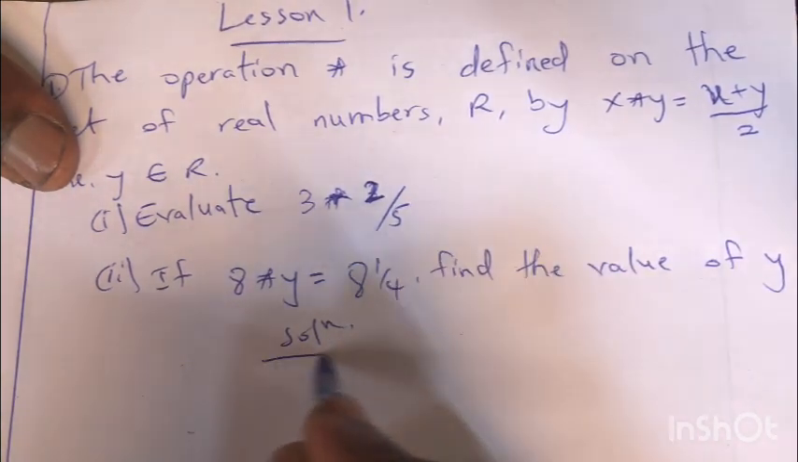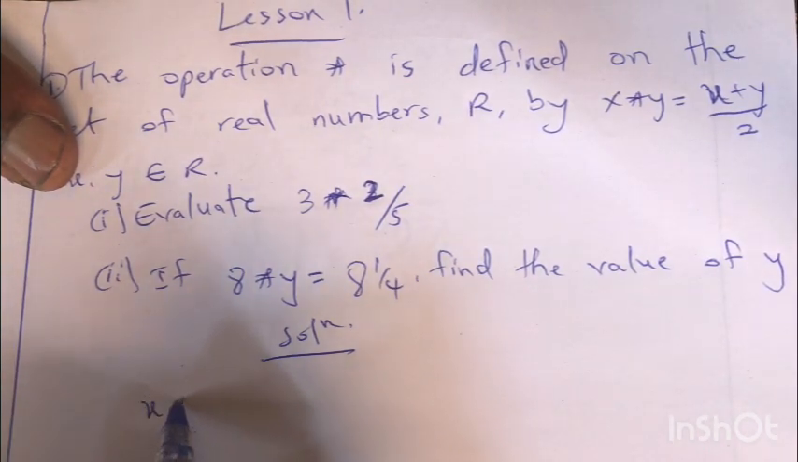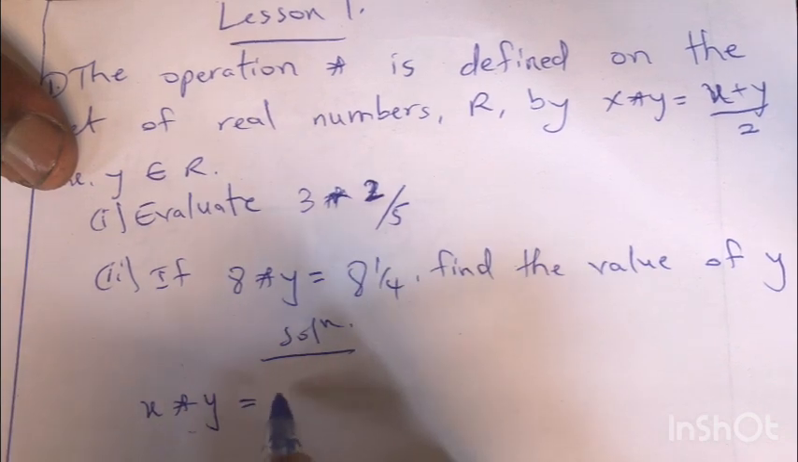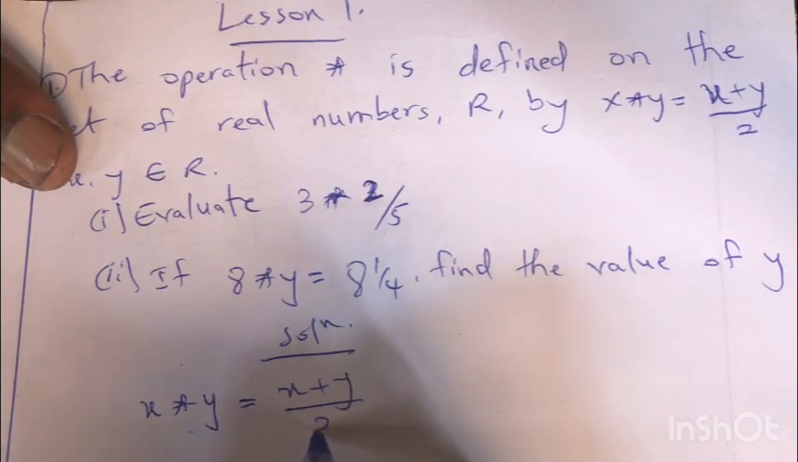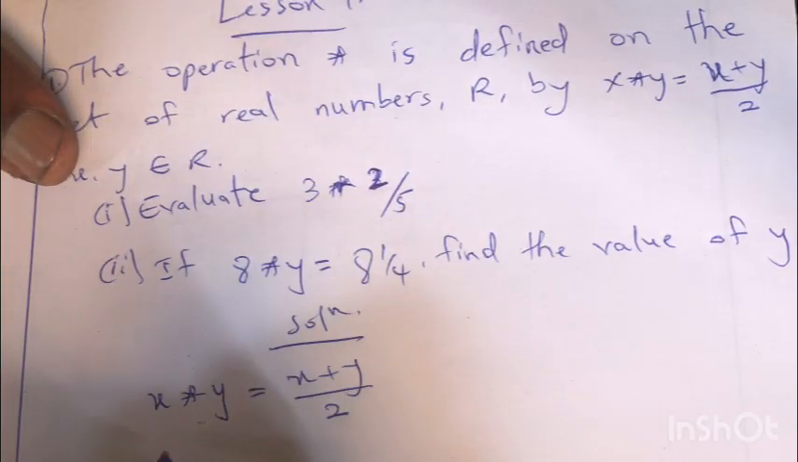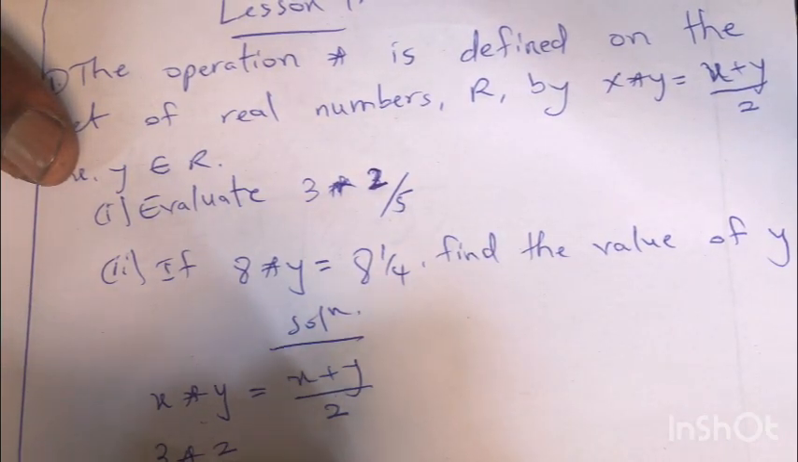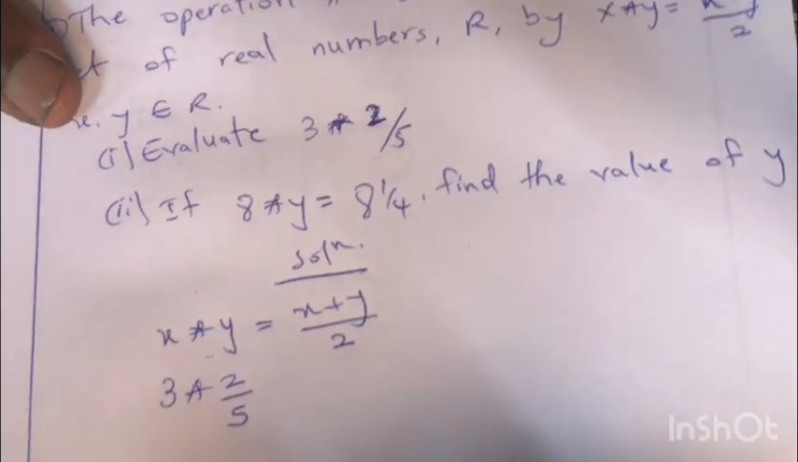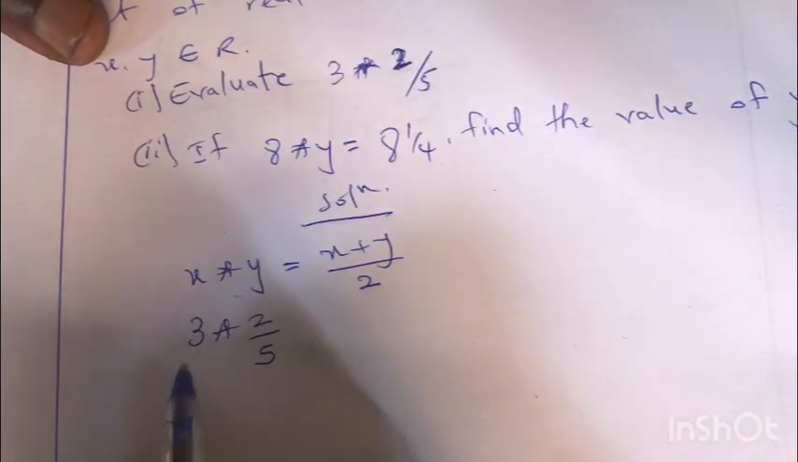So our solution is going to be: x star y equals x plus y over 2. Now here we are asked to evaluate 3 star 2 over 5. It means that our x is 3.